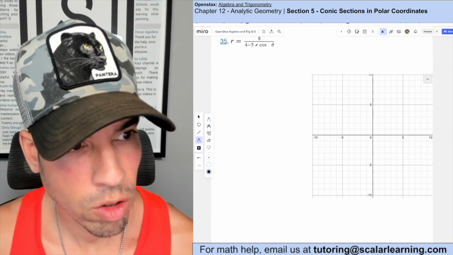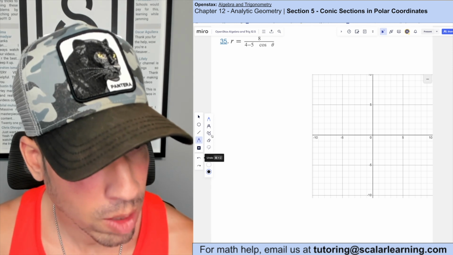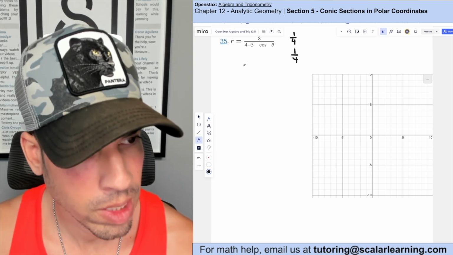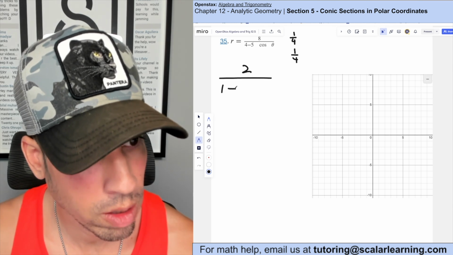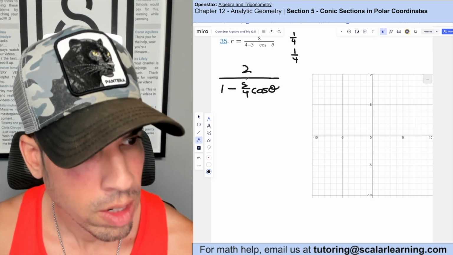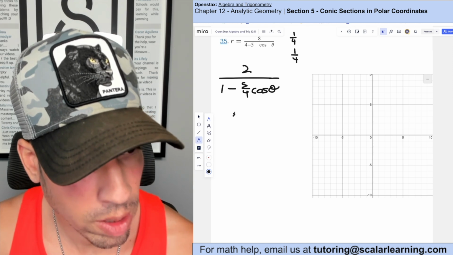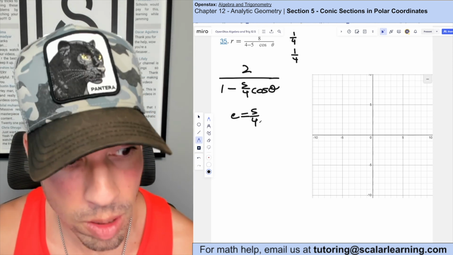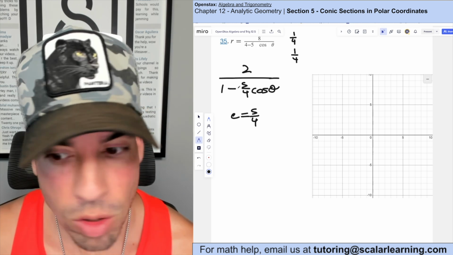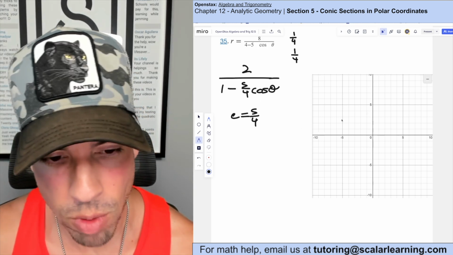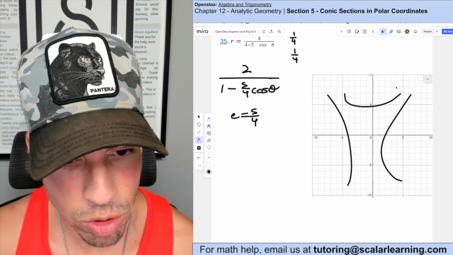For this one, we're going to start out by multiplying top and bottom by 1/4 to turn that into the nice standard form. So 1/4 times 8 is 2 over 1 minus 5/4 cosine theta. Now, since this is my e value and e is greater than 1, we know that this is a hyperbola. And because we have cosine down here, we know that we're going left, right, as opposed to up, down.